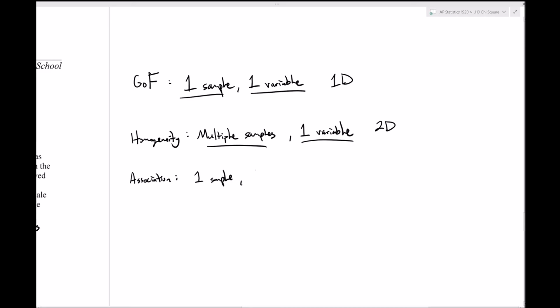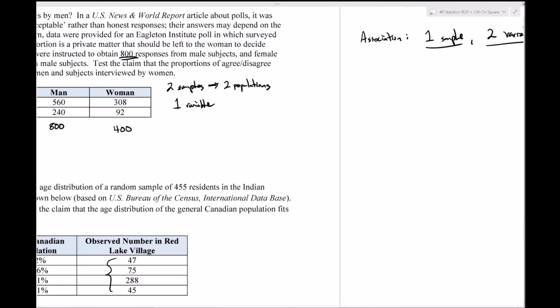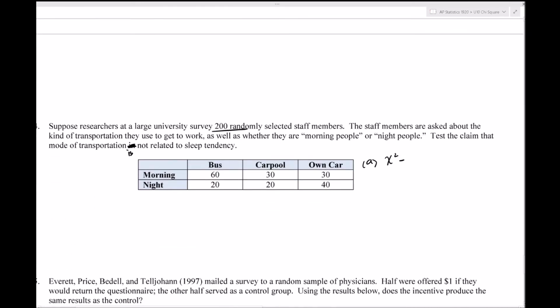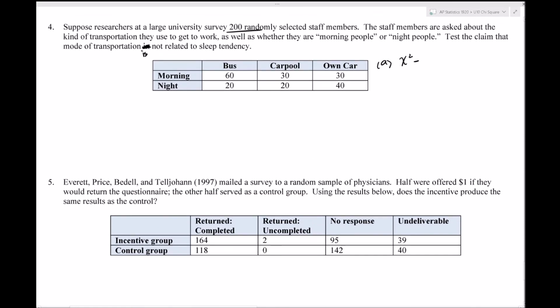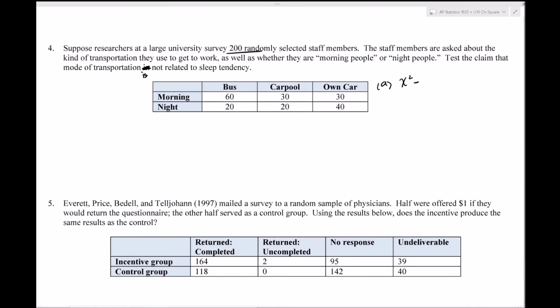One sample, two variables. This makes for a two-dimensional data set. So one group of people or individuals, objects, whatever it is, one sample, and two variables, two survey questions, two measurements, whatever it is. Or if this were an experiment, that'd be two treatments. So one group of people split into two treatment groups. Possibly. So might need more information there.